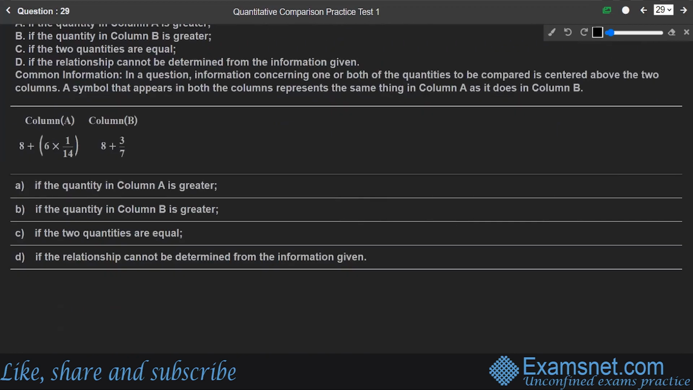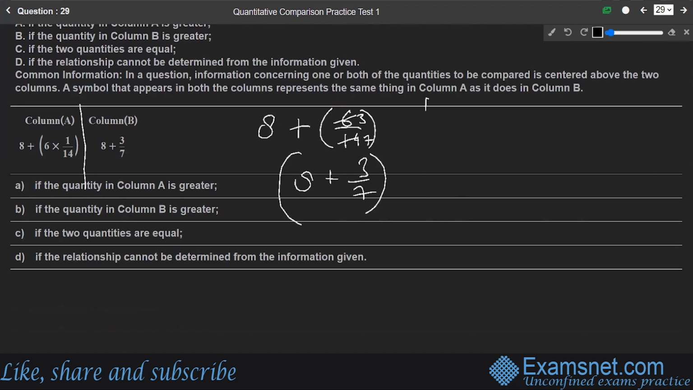Okay. The question is, column A has got a mathematical expression, B also has got a mathematical expression. Let us solve it. Column A has got an expression as 8 plus 6 by 14, and 6 by 14 can be simplified as 3 by 7. So it has to be 8 plus 3 by 7. And what is happening in column B? It is directly given as 8 plus 3 by 7. So which is greater? Nobody is greater, rather they are actually equal. So option C is the right answer, the two quantities are equal.